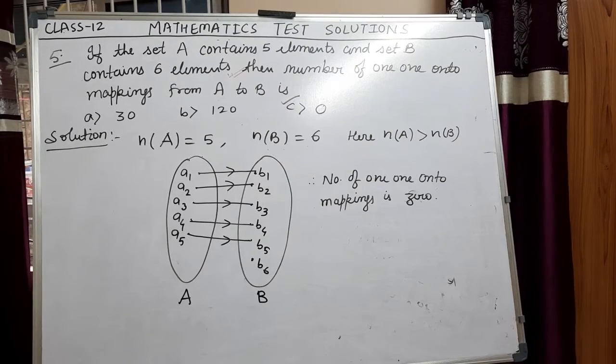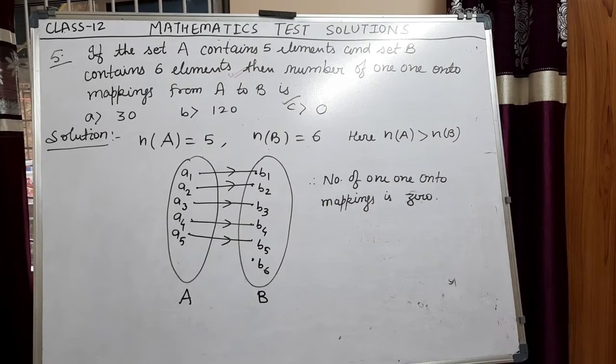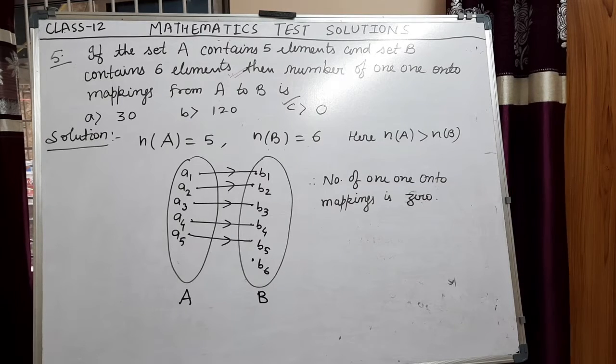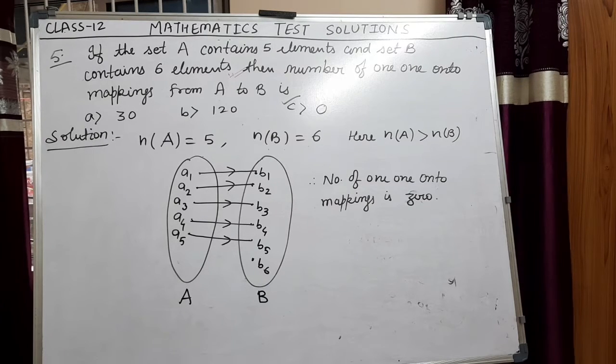So question number 5. If the set A contains 5 elements and set B contains 6 elements, then the number of 1-1 onto mappings from A to B we have to find out. You can see the number of elements in the first set A is 5 and in the second set B is 6. So you can see I have drawn an arrow diagram for showing this.